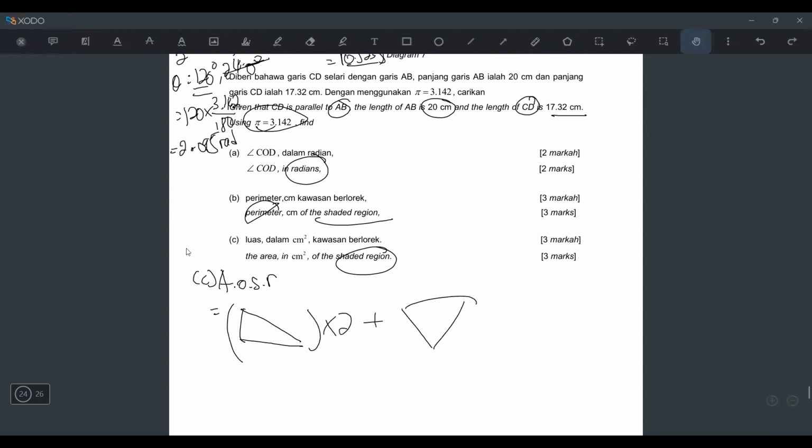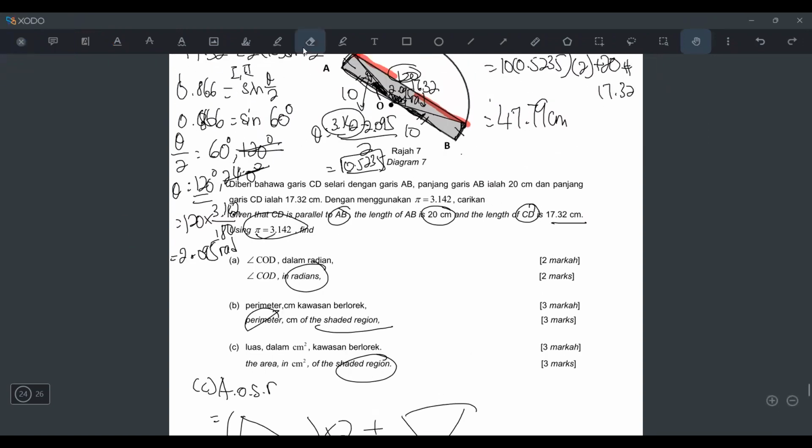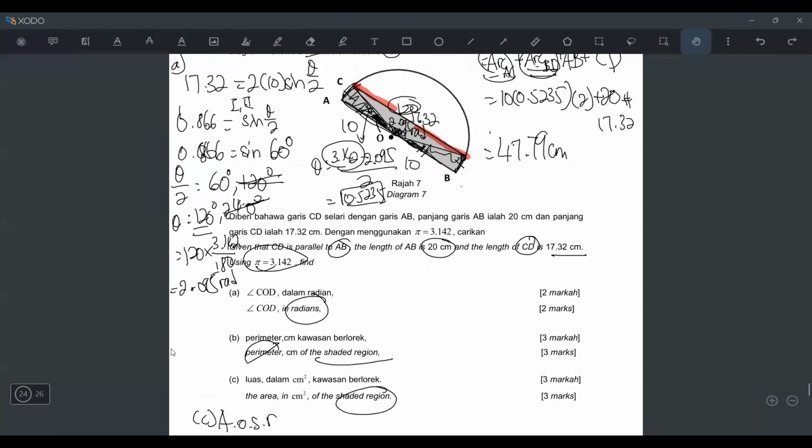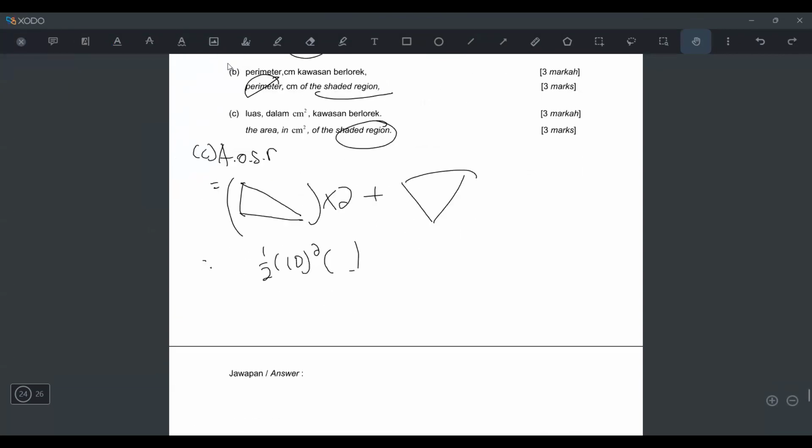Why area of sector times 2? Because there's two sector here. First is this one and then this one. And then plus with the area of triangle. Okay, how to find area of sector? 1/2 r squared theta. R is 10. The theta I forgot already, but I found just now 0.5235.